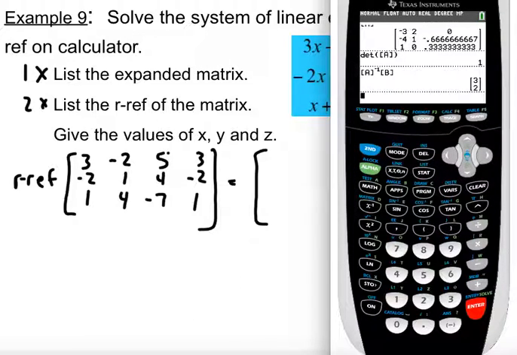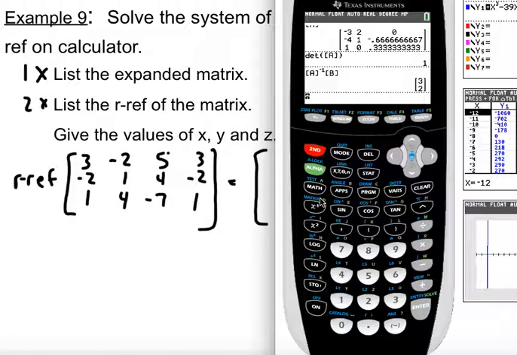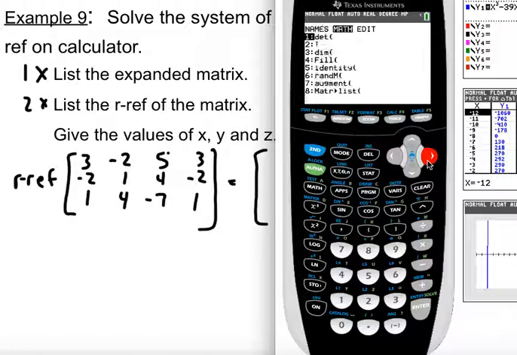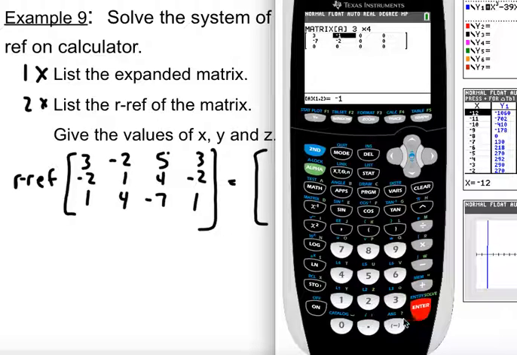I'm going to go into, again, my matrices here. I'm going to go over and edit matrix A there. Matrix A there is 3 rows and 4 columns, so it's a 3 by 4. So I've got 3, -2, 5, 3, and then row 2, -2, 1, 4, -2, and then the last row there is 1, 4, -7, 1.